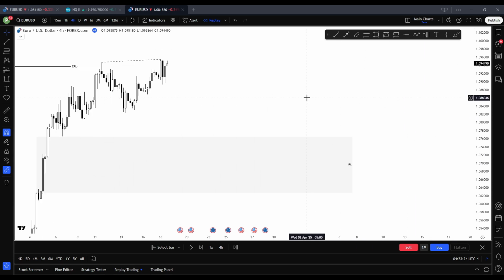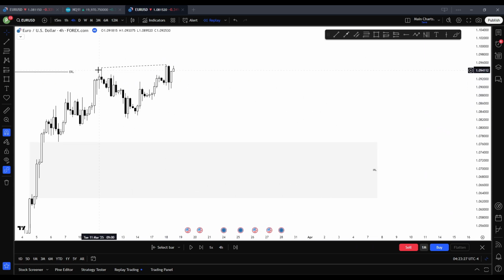Now, if we zoom in, what you can see right here is that we had this SMT divergence with GU. EU took out this high and GU failed to do so, which means that we have non-symmetry in price. And this exact SMT divergence confirmed our bias that price is now going to retrace back to fill this IRL first before it continues moving higher or does anything further. So from here, our expectation would be to expect price to continue lower. Now let's see what price does.